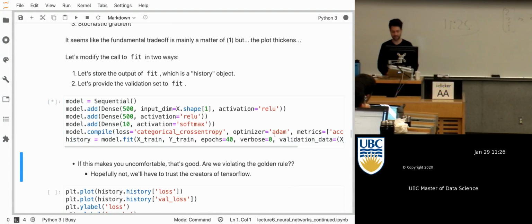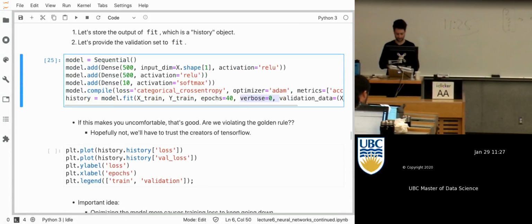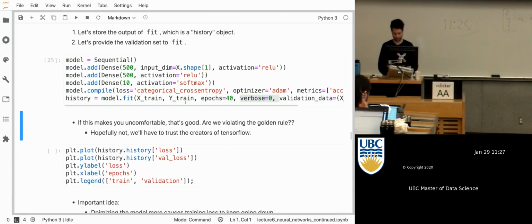So we provided the validation data, and actually I have set verbose to 0 here, meaning I don't want it to print anything out. But let me actually, well, I'll let it finish, and then I'll run it again. Too slow. Okay, maybe I won't run it again. But if you try taking away verbose, it'll print stuff out as it's fitting, and you'll be able to see those validation scores.